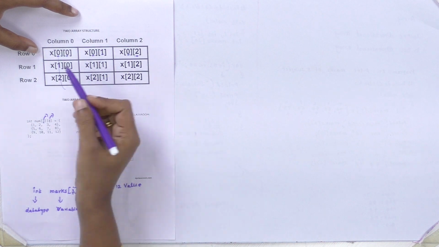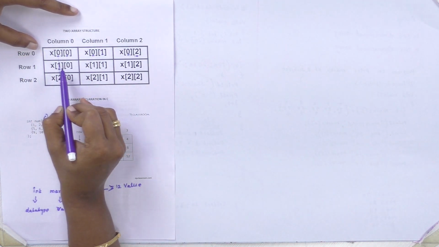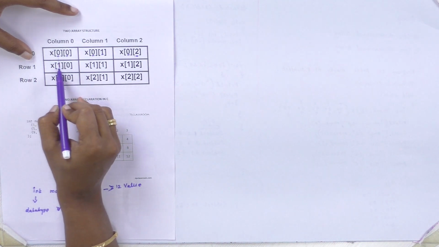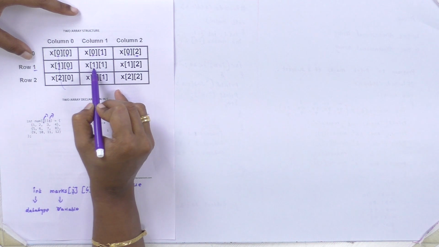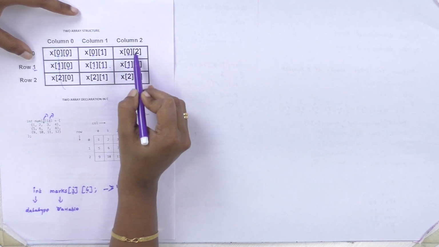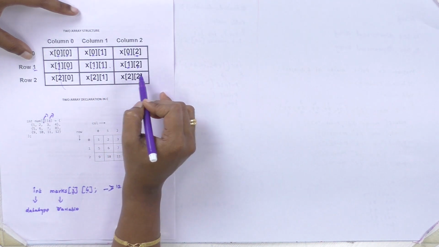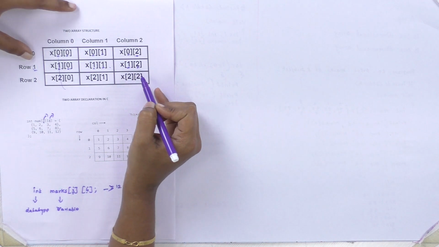So likewise it will come to the next row. Here this one represents rows. So which row is it? First row and 0th column. Then this one first row, first column. Then this one first row, second column. So likewise, an index will be allocated for each and every cell.